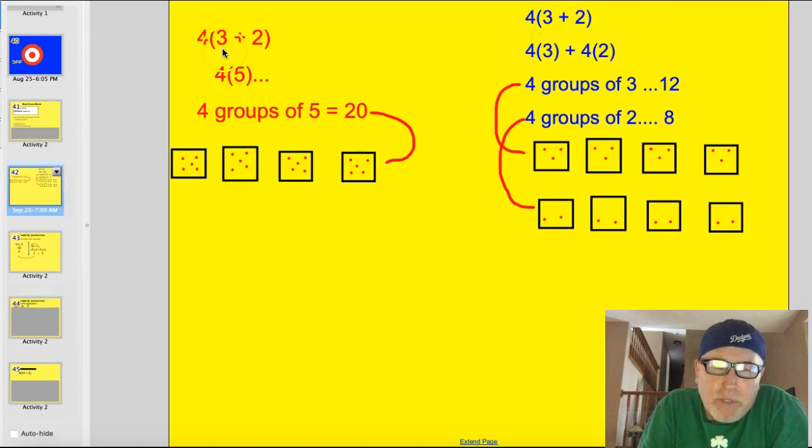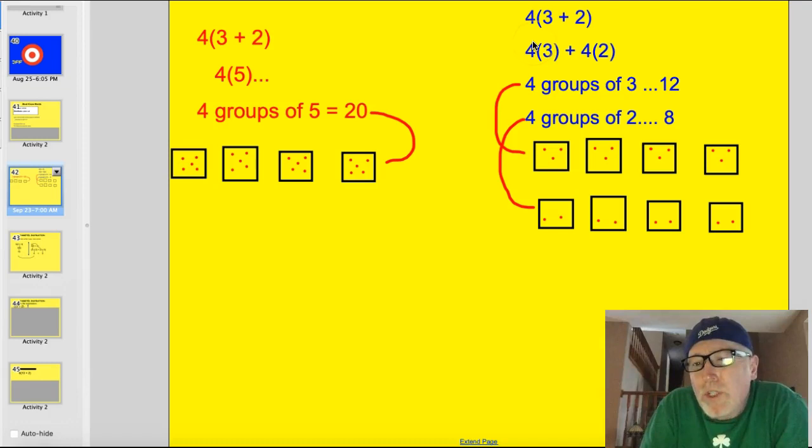Take a look at this problem here. 4 times the quantity of 3 plus 2. Now, order of operations says you do the parentheses first, right? So you'd have 4 times 5. You add these together first. And then 4 times 5 is 20. That's 4 groups of 5. Here they are. It's a crude picture, but it works.